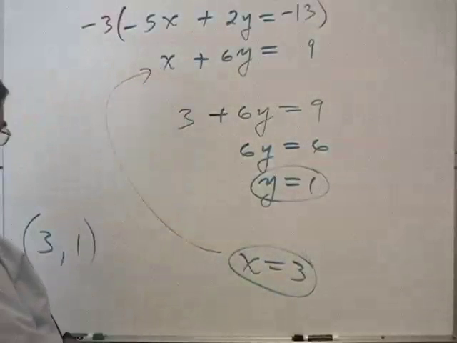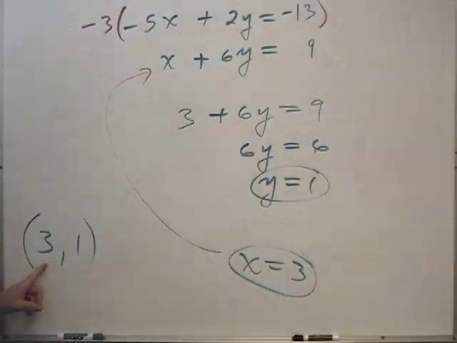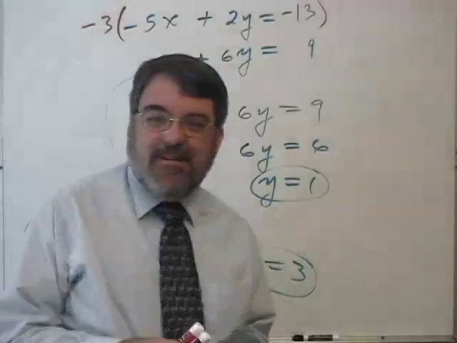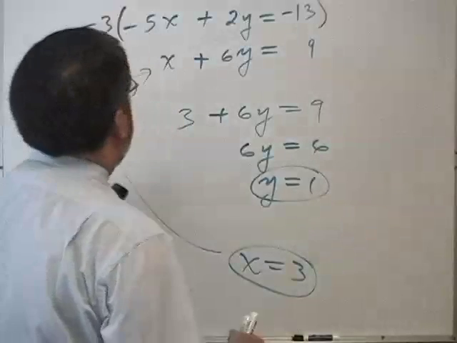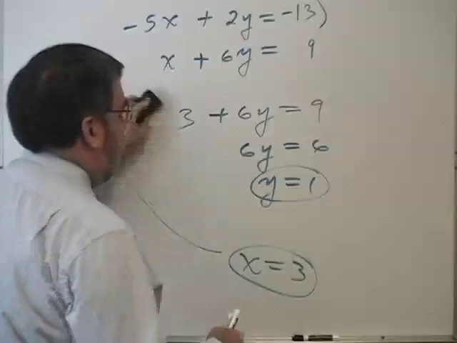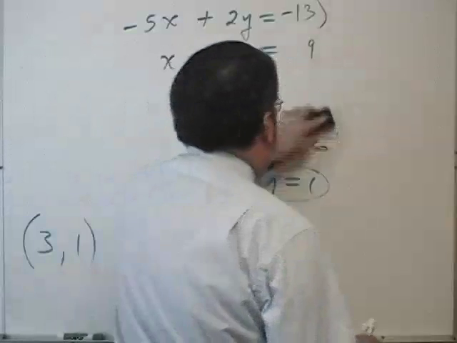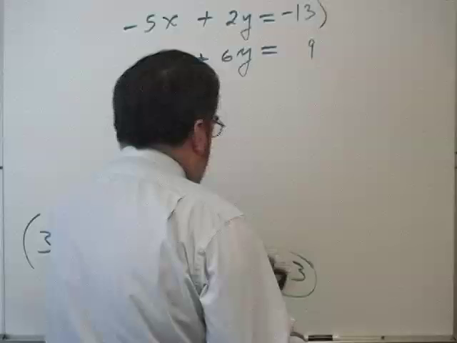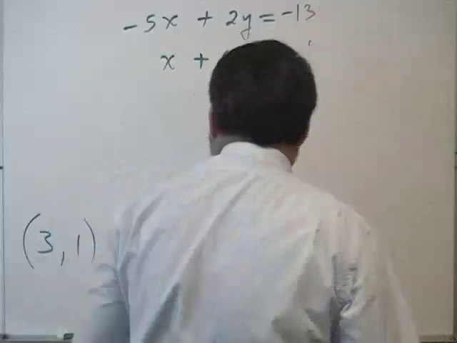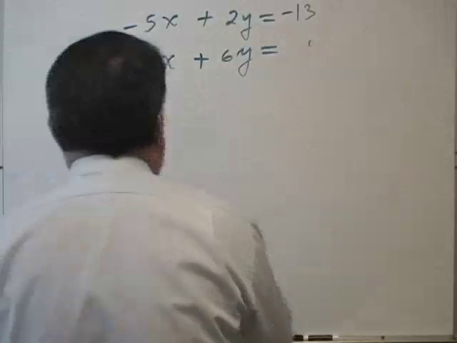Okay, so let's go back to work here. I've written my solution as the coordinate point 3, 1. And now I'm going to do the other very important thing, which is to check the answer. So let me go back and look at the original equations here and check our answer. Oops, this was 9, wasn't it?